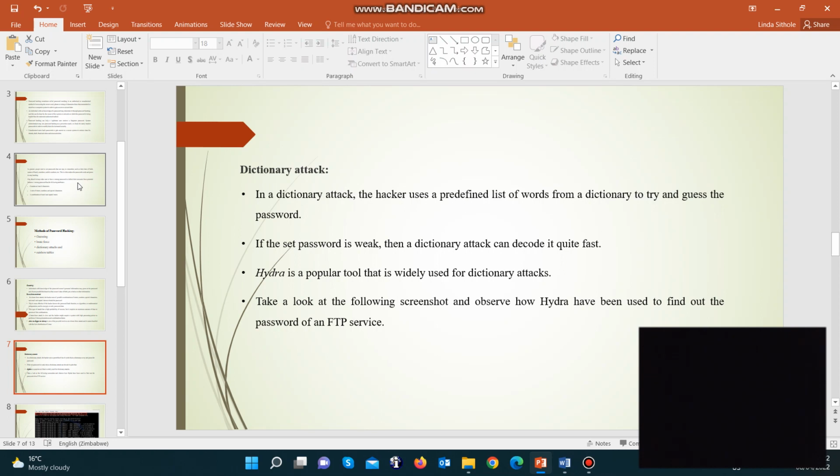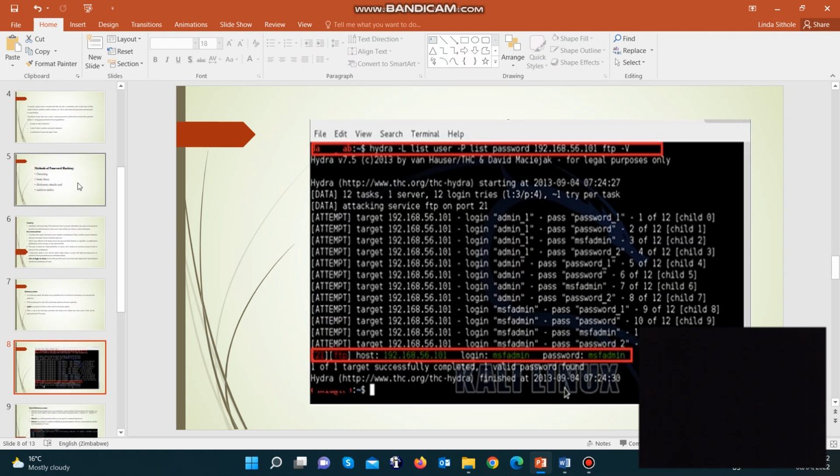And the examples of tools that are used are Hydra. There's a demonstration of how Hydra is done here, but I won't do much on it because I already have a tool that I will demonstrate, where you will see how we get to determine our password.